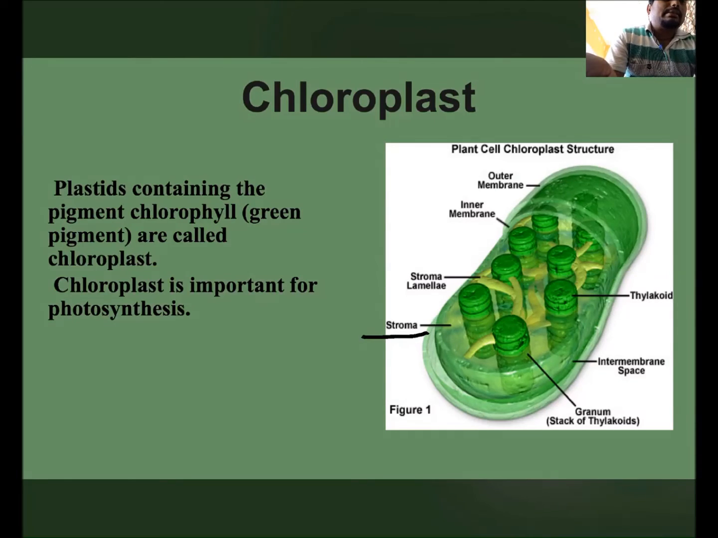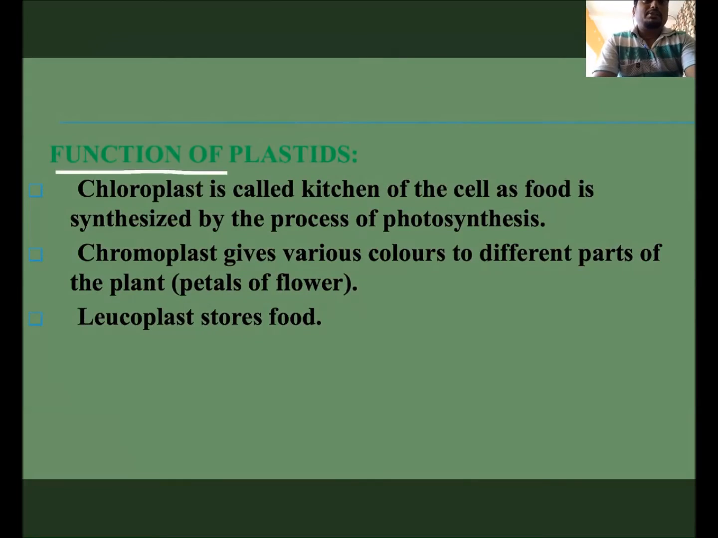And this is the site for dark reaction, and this granum is the site for light reaction of photosynthesis. And there is intermembrane space. Intermembrane space means the space between two membranes, and this chloroplast is very important for photosynthesis because it contains a green pigment chlorophyll, and chlorophyll is very much required for photosynthesis.